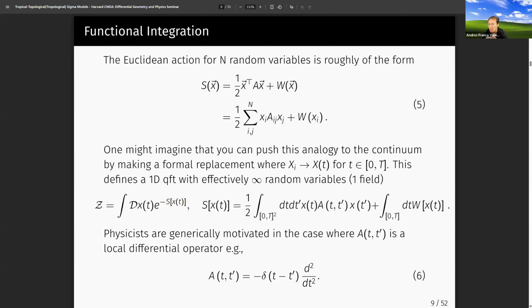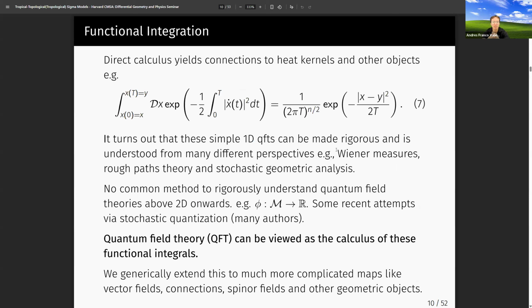The differential operators that come up in practice are generically those you would see in geometric analysis, things like Laplacians, the Dirac operator, and other more complicated versions of these. The way physicists treat it is essentially that you can do calculus with it. You can take this as a formal expression. It's not rigorously defined. We have no clue what it means in a lot of cases. But if you do calculus with it, you can end up getting a lot of interesting results. You get connections to heat kernels and other sorts of geometric objects.